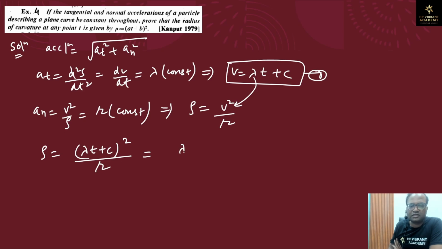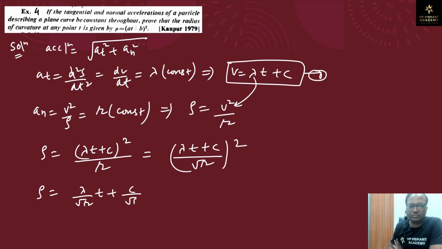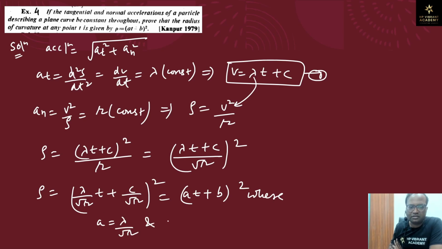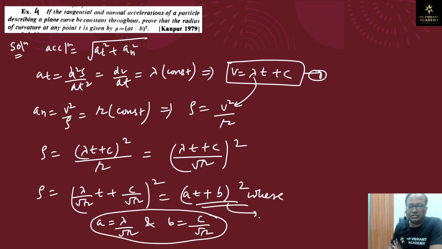This we can write as lambda t plus c upon root under mu, whole square. So we have rho is equal to lambda upon root under mu t plus c upon root under mu, whole square. So this is equal to at plus b, whole square, where a is equal to lambda upon root under mu and b is equal to c upon root under mu. Okay, so this is our radius of curvature. Now let us discuss question number 5.